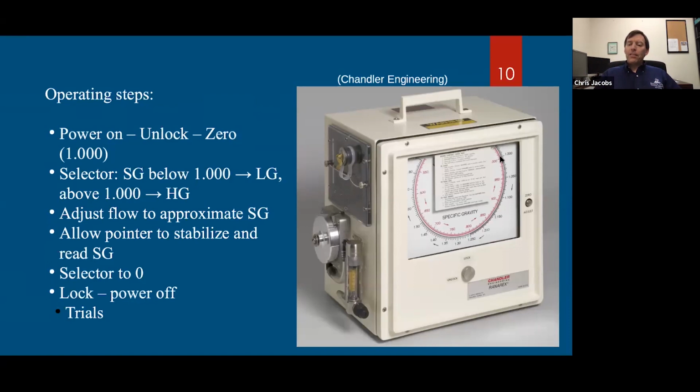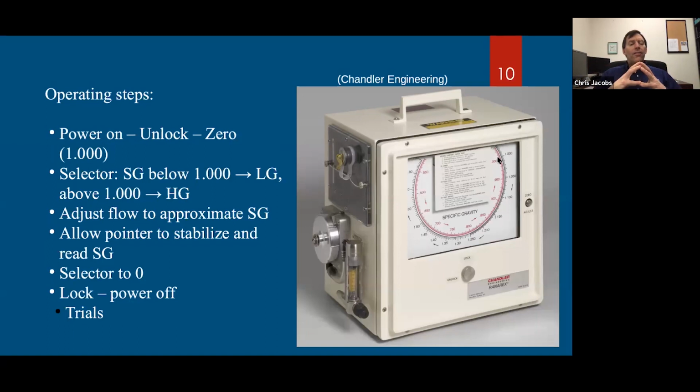Once that happens, we are expecting our pointer to read 0.00 because we are now measuring air through both of the chambers. If it does not read 0.00 after maybe 30 seconds, you adjust this zero right here and set it to 0.00. Now you know both chambers are accurately recording the same specific gravity.